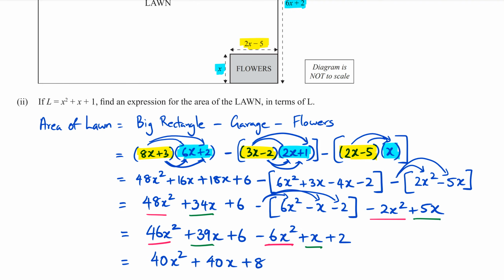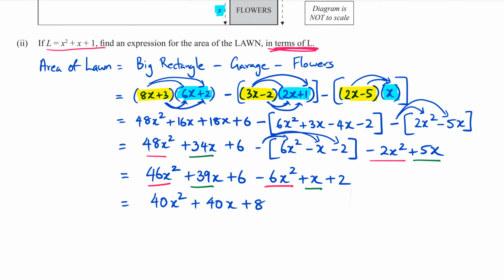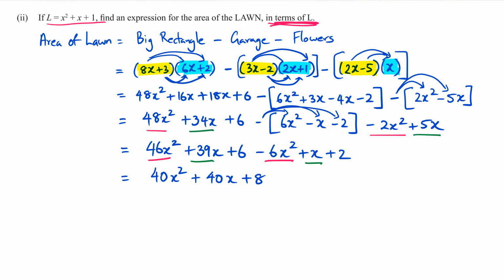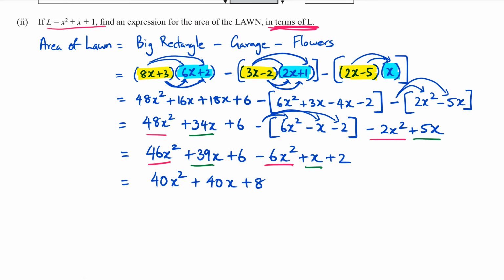plus 8. So we got up to here, but the problem is that we need to put the area in terms of L. And they say that L is equal to x squared plus x plus 1. All right. Now here's the issue. If we have, and I'm going to write this side by side, just to show you guys what it could actually look like, L is equal to x squared plus x plus 1. Now we've got the area here as 40x squared plus 40x plus 8. We need to figure out how we can actually bring this L inside of A.